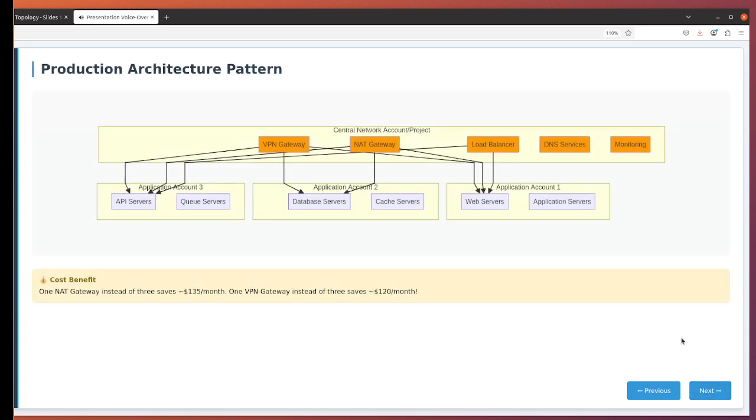Real-world implementation architecture. Here is how this typically looks in production. You will notice the pattern is remarkably similar across all three providers. The central network account or project contains shared infrastructure, like NAT gateways, VPN connections, and security appliances. This keeps costs down and management centralized. Application accounts connect to shared subnets or through peering, giving them access to shared services while maintaining isolation for their own resources. The beauty is that each application team can deploy independently while sharing expensive network components.